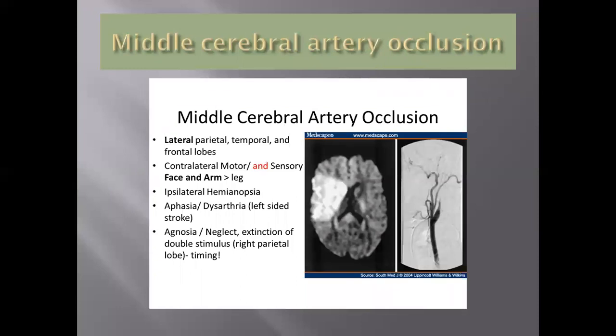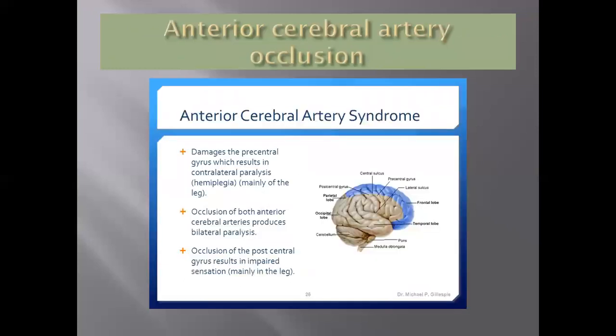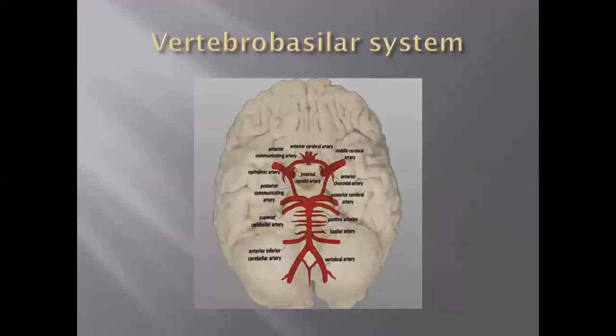This is a middle cerebral artery occlusion. I've talked about this already, so you can read through the words there. I've talked about anterior cerebral artery occlusion as well. You may also read through the words there, but the deficits for anterior cerebral artery occlusion are mainly in the lower limbs, plus or minus the perineum and the pelvis.